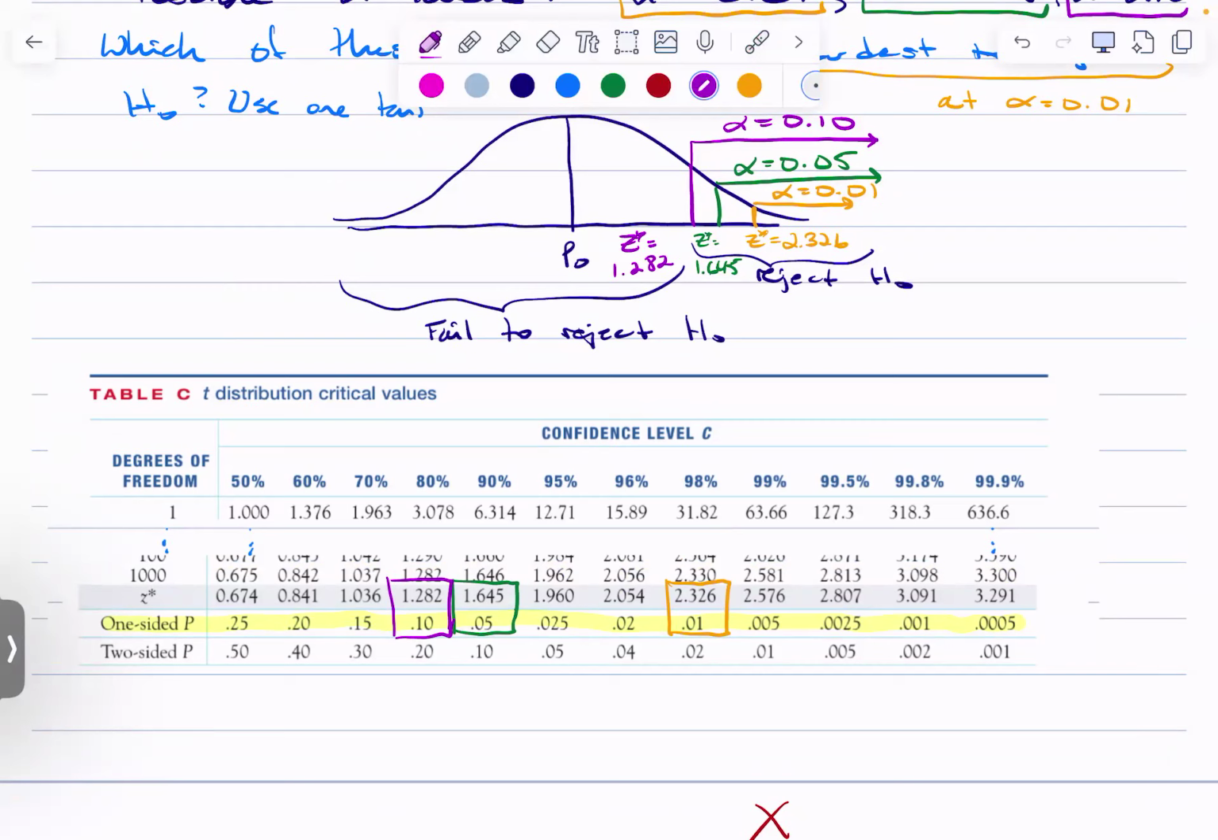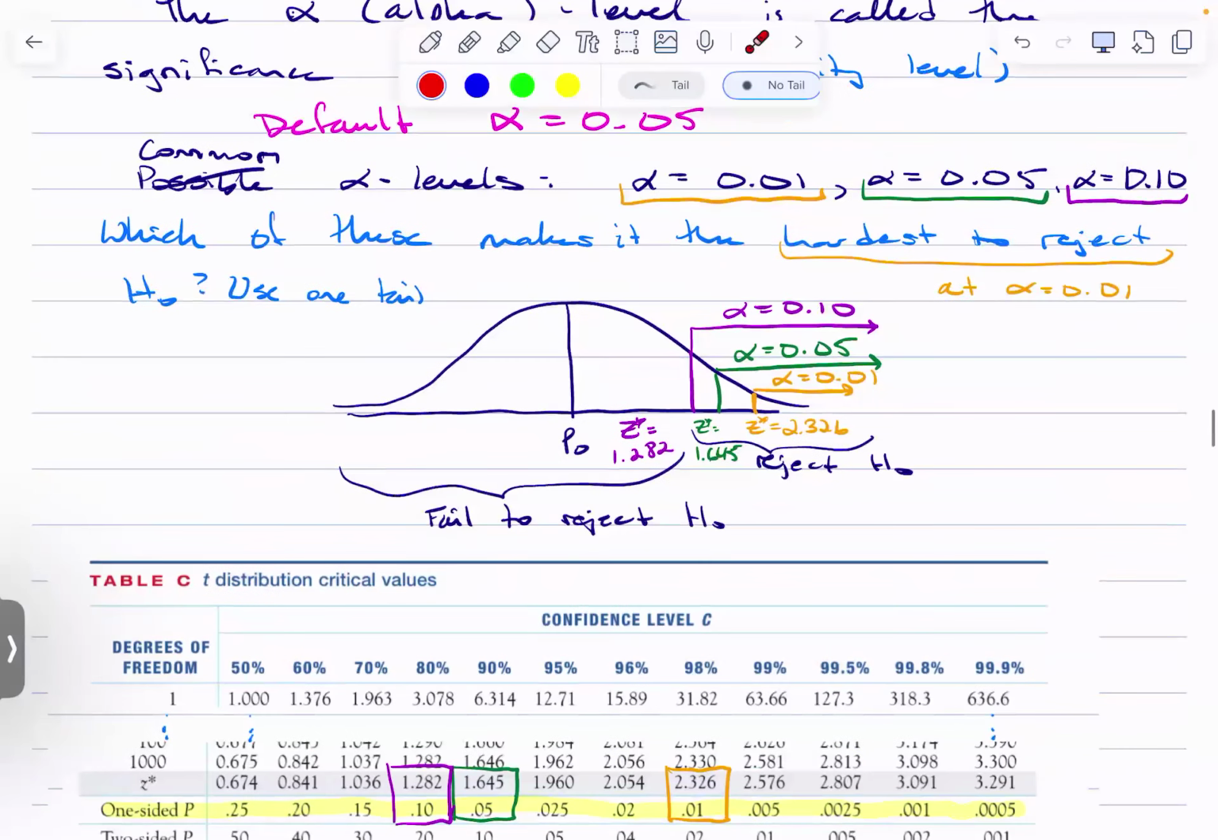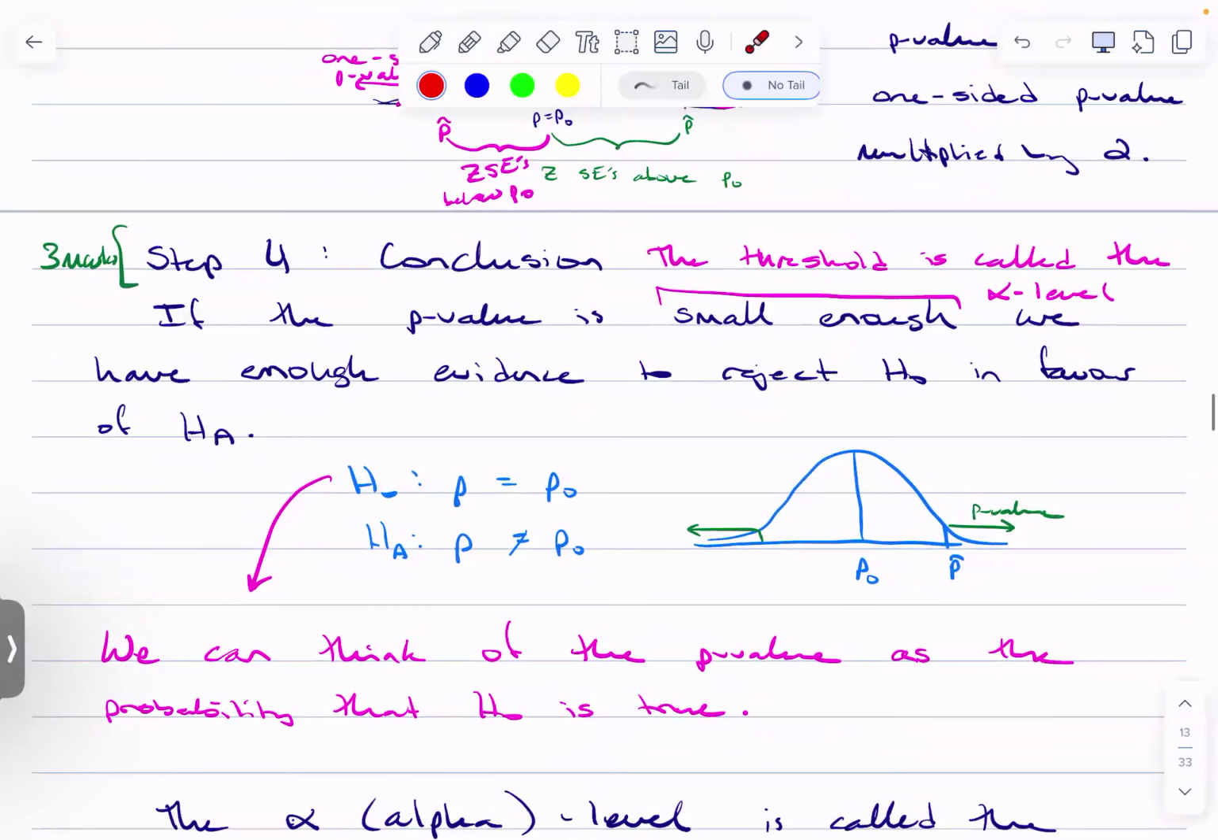So if my Z that I've calculated is past this threshold, then that also implies that the area in the tail, or the p-value, is less than my alpha level, right? And so they're the same. They're doing the same thing. But I like to do, if the p-value is small enough, which means we found the p-value and we need to compare it to the alpha level. And so if it's less than the alpha level, then we have enough evidence to reject H naught in favor of HA.